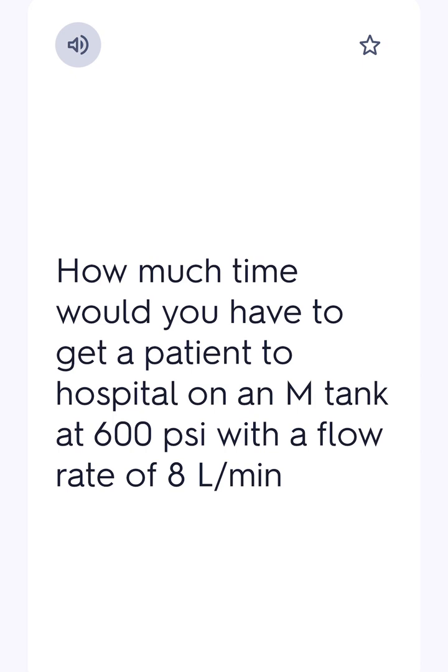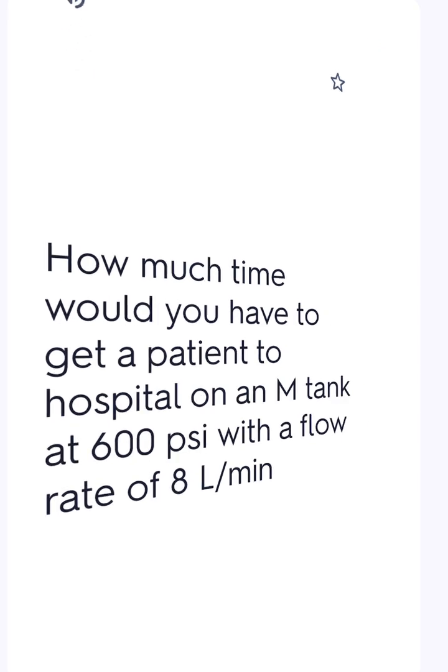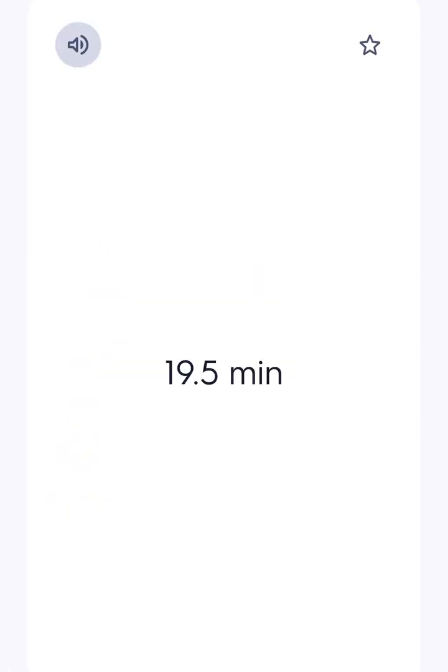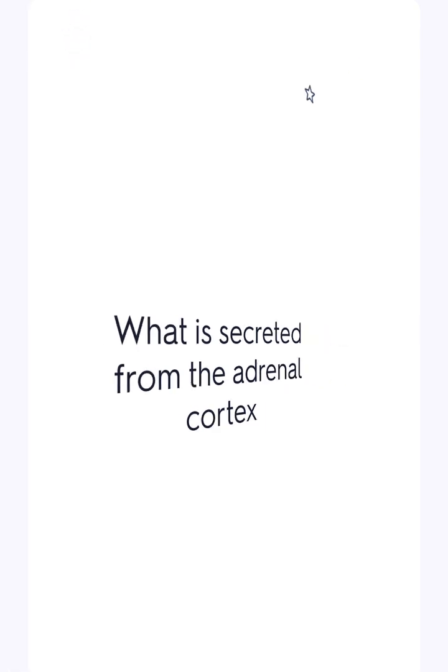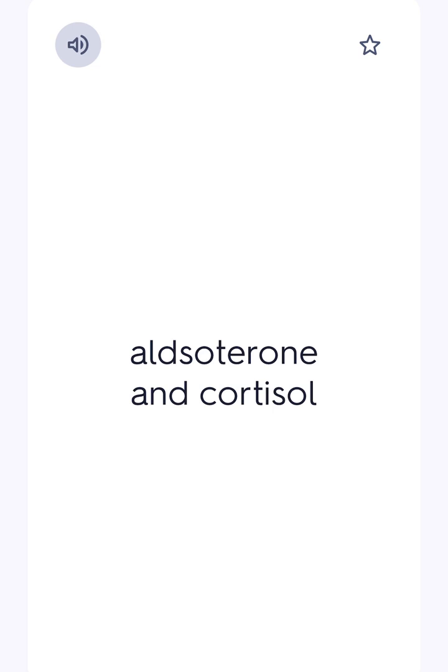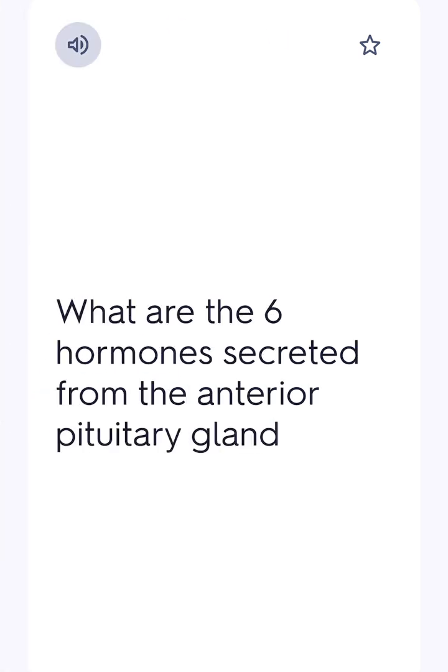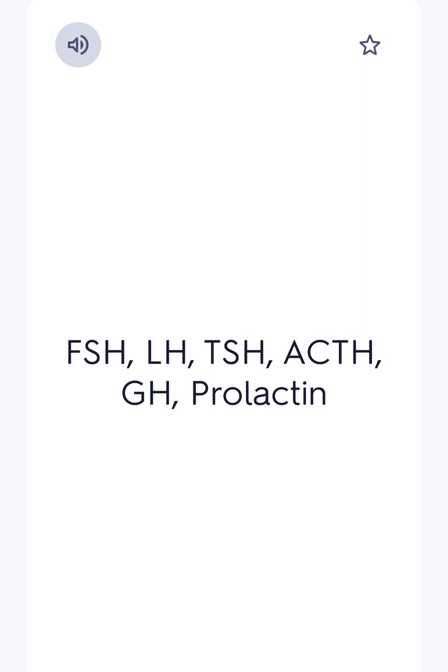How much time would you have to get a patient to hospital on an M-tank at 600 pounds per square inch with a flow rate of 8 liters per minute? 19 minutes and 5 seconds. What is secreted from the adrenal cortex? Aldosterone and cortisol. What are the 6 hormones secreted from the anterior pituitary gland? FSH, LH, TSH, ACTH, GH, prolactin.